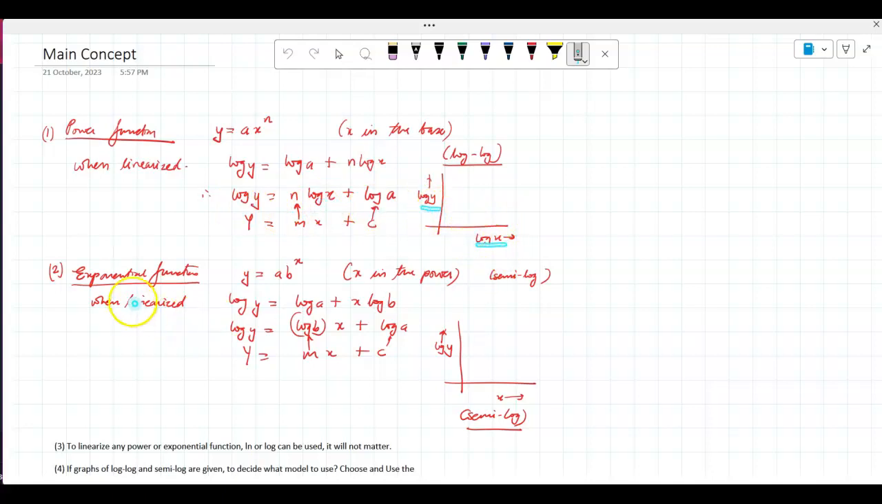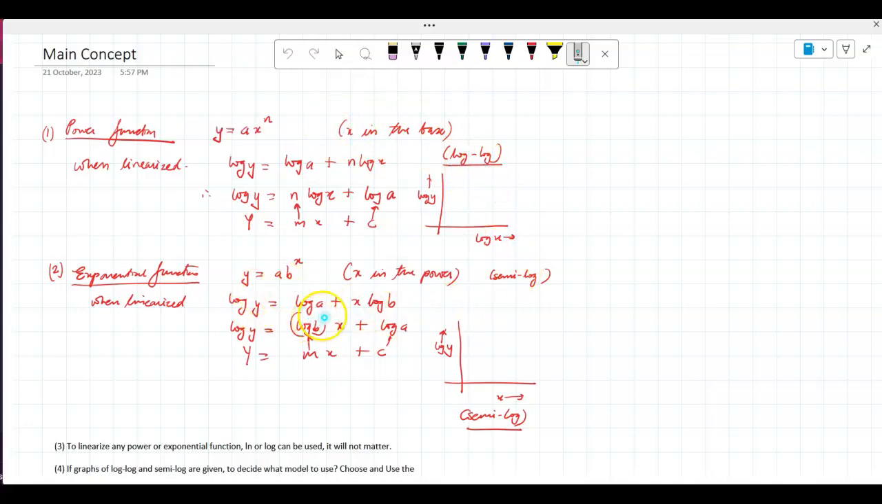If you have an exponential function, y is equal to a b raised to x, your x is in the power. So whenever you have an exponential function, you'll get a semi-log graph. When you have a power function, you'll get a log graph. Remember that, because x won't be log.